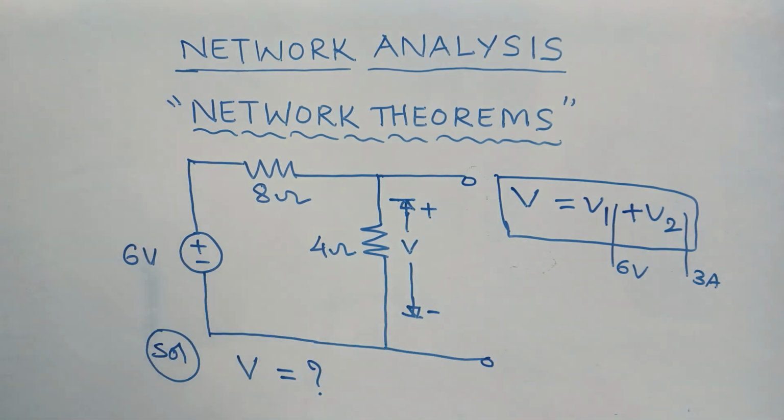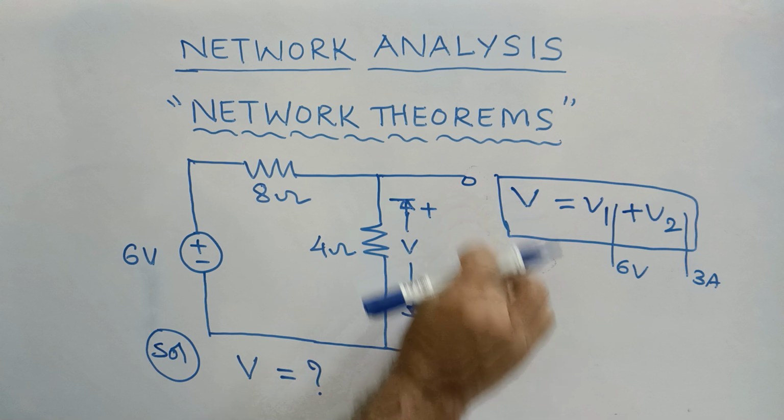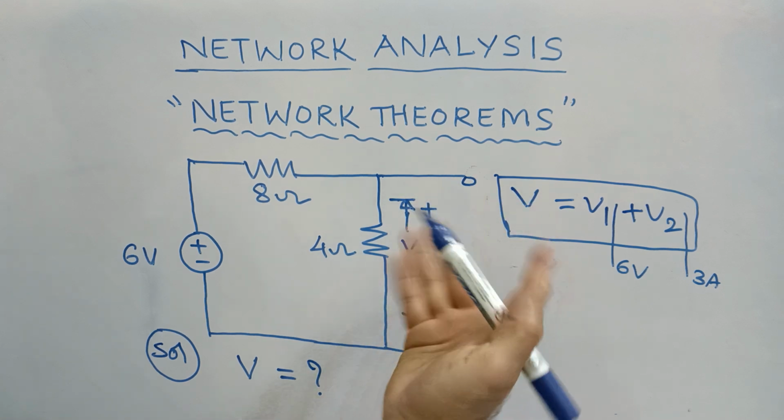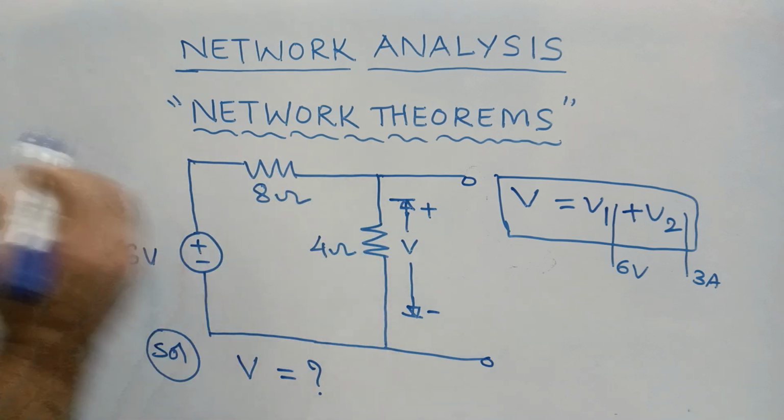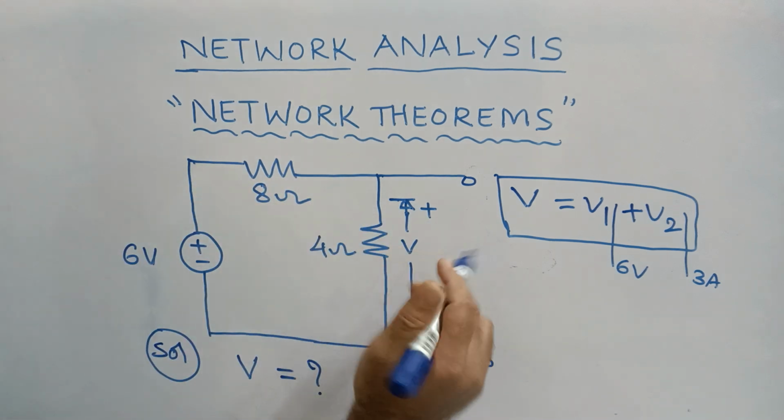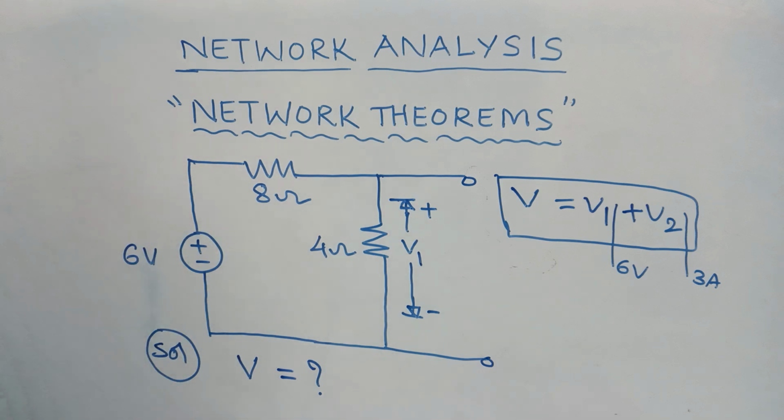Okay, but how do you remove the 3 ampere source? Simply open circuit it, which means the 3 ampere current source is removed from here. Then this is what the circuit actually is. Now what is the voltage? You can call it V1.